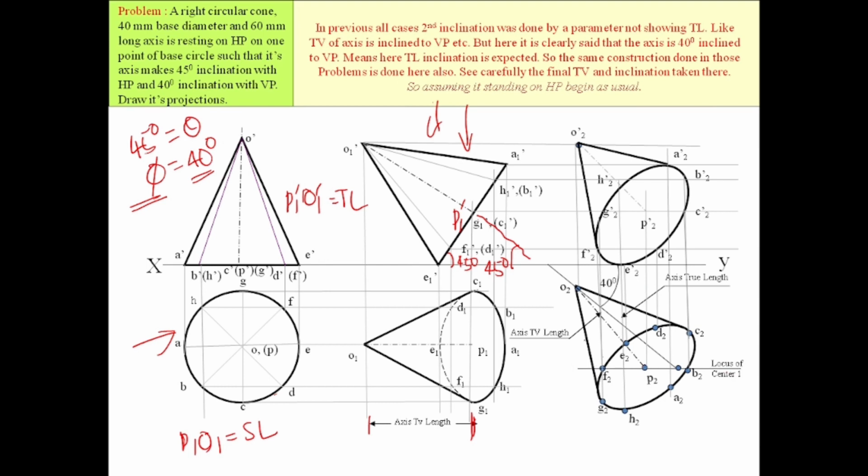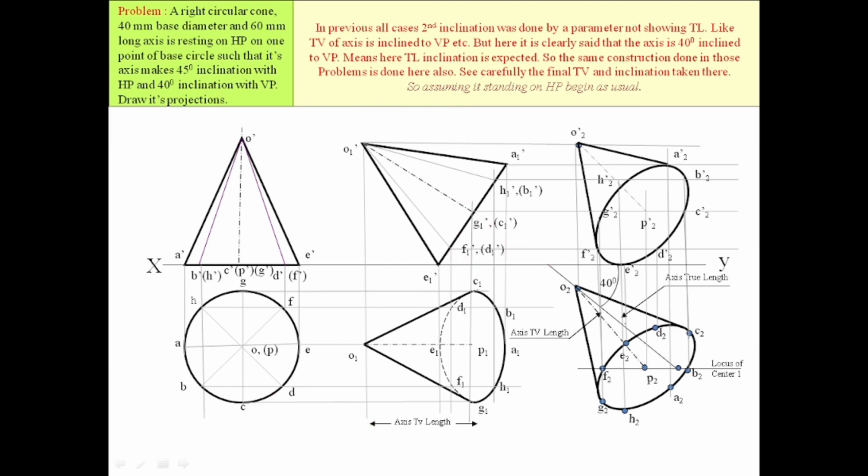For that purpose, we have to draw a 40 degree line and mark the true length of the axis on that 40 degree line. Here we can represent the 40 degree line. First we can represent a line which is inclined 40 degrees with the XY line. Then after that we can represent this point. This point is P3. We can name it as P3.